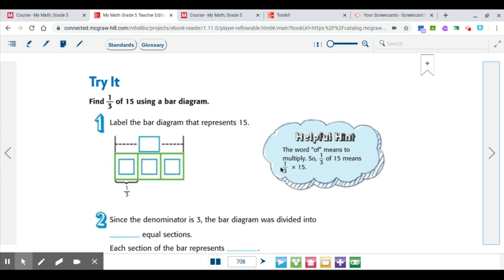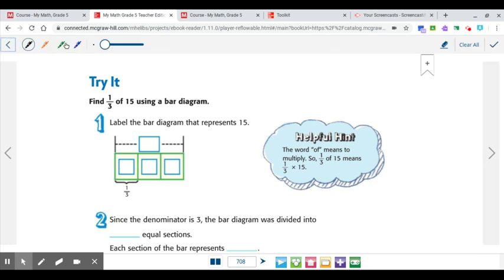Okay. Well, and this helpful hint is really quite helpful because the word of means to multiply. So when it says find 1/3 of 15, it means we're going to take 1/3 times 15. So go up here. We're going to find 1/3 of 15 using a bar diagram. So same thing, we're going to be diagramming the whole thing today. This of is going to be replaced by a multiplication sign.